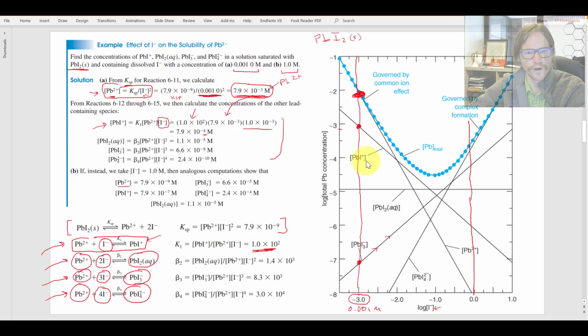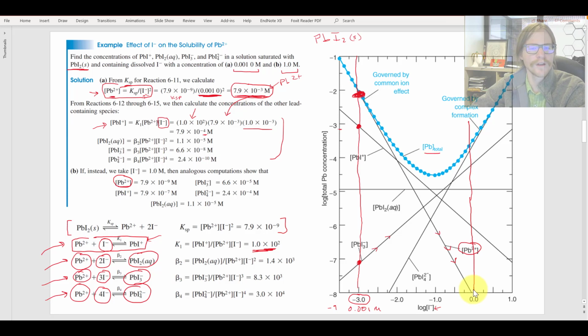which, if we were to look at the intersection of this red line, this line that's moving down this way, that's free lead 2+, it's the lead 2 ion. You can see that's intersecting down here in the minus 9 range, below where the scale cuts off at minus 8, so that's consistent. So the lead ion concentration is actually going down, but what the blue line is telling us is lead total. What's the difference?